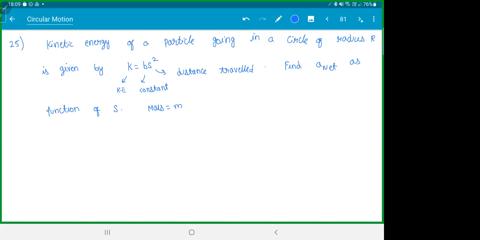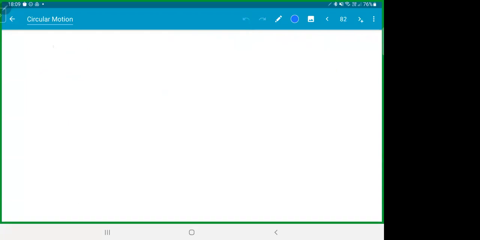So how do we do this thing? Kinetic energy is b s square. Kinetic energy is given by half m v square. This is b s square. So we get v square is 2b by m s square. A centripetal is given by v square by R. So 2b by m r s square. This is your centripetal acceleration.